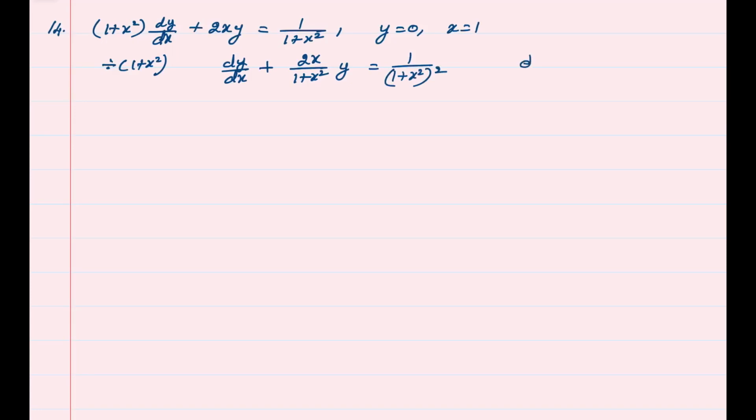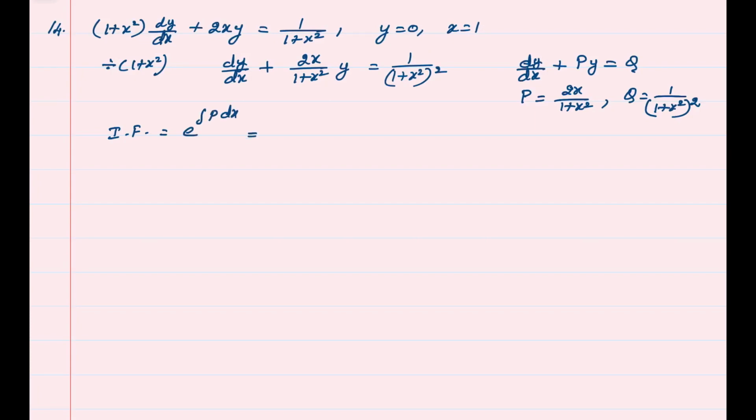This equation is of the form dy by dx plus py equal to q, where p is 2x divided by 1 plus x square and q is 1 divided by 1 plus x square the whole square. Both are functions of x. We will find the integrating factor e power integral p dx, e power integral of 2x upon 1 plus x square. Integration is easier to do.